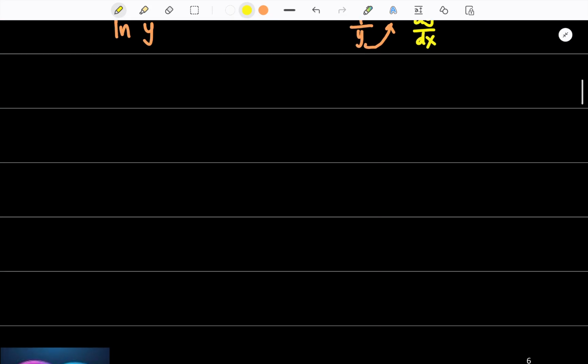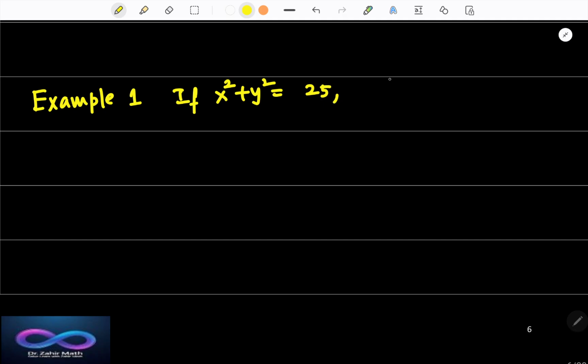So let's go to your questions in the classwork homework sheet. Okay. First question, which is example 1. Example 1. Right. If x square plus y square is equal to 25, find dy by dx. This is the first question. Okay. Right. So let me go to the solution.